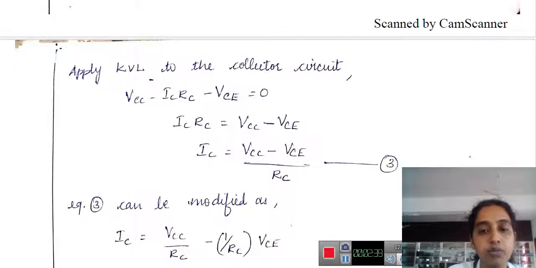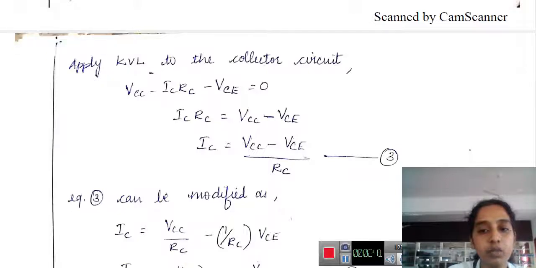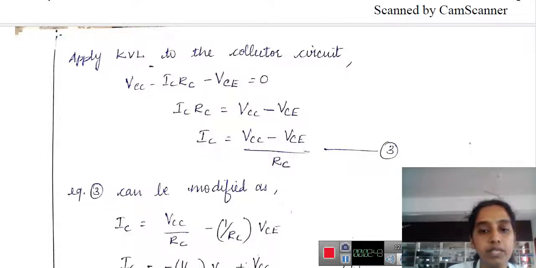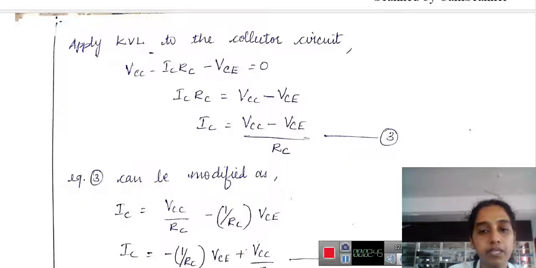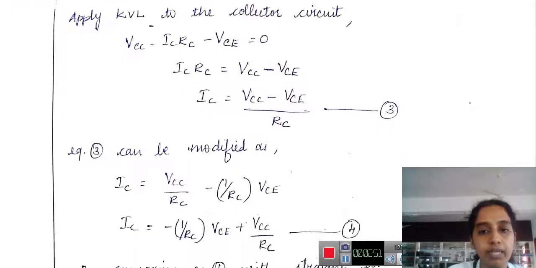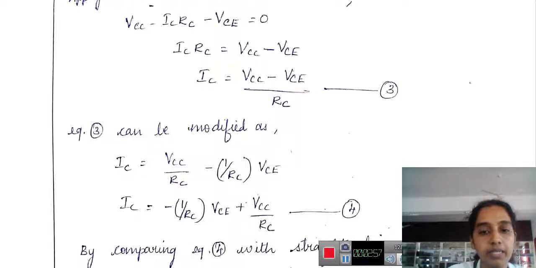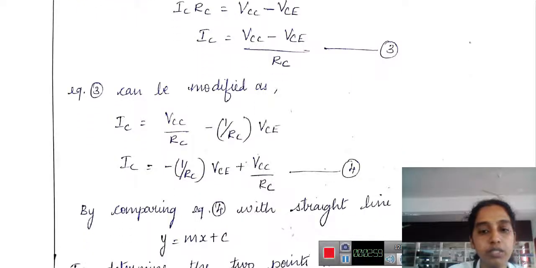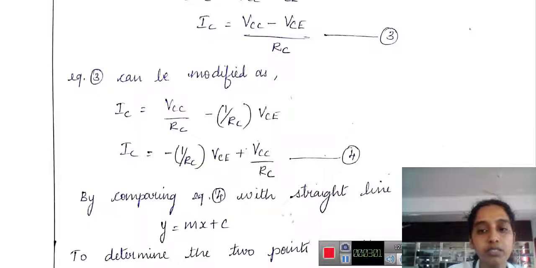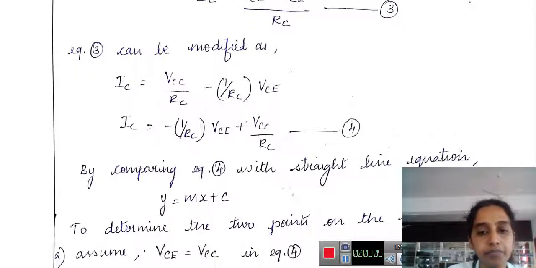Now we are going to modify this equation 3. Here the denominator RC we are going to write separately for the first term: IC equals VCC by RC minus 1 by RC into VCE. So rearranging, this equation is similar to a straight line equation y equal to mx plus c.